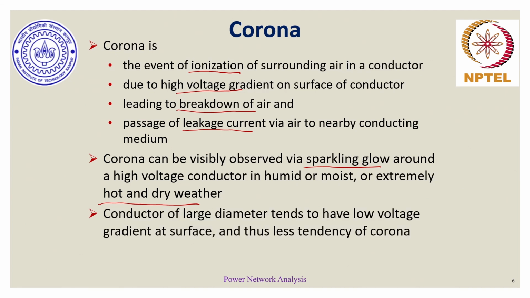So, in order to reduce this corona event, the voltage gradient should be minimized. Again, there is a compromise: why should we then operate at higher voltages? Higher voltages are needed to minimize copper loss, but then the voltage gradient should not be so high that corona loss events become higher.